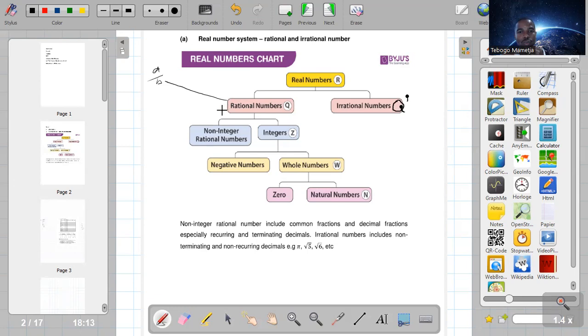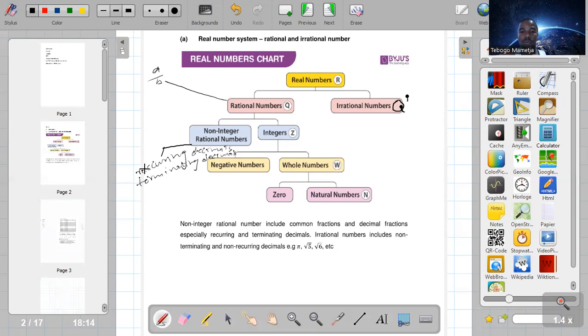These numbers also include non-integer rational numbers. Here we talk of improper fractions, proper fractions, and we also talk about recurring decimals and terminating decimals. So just to add another branch there, we can add recurring decimals and terminating decimals.